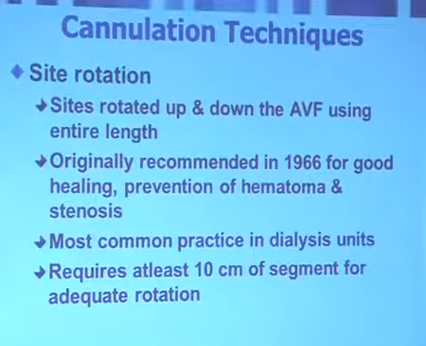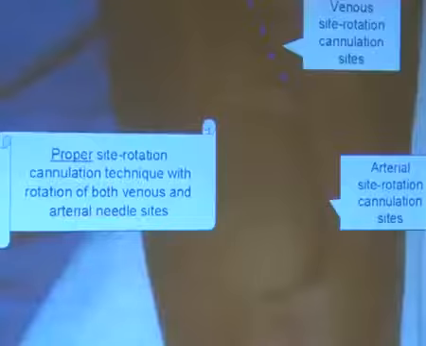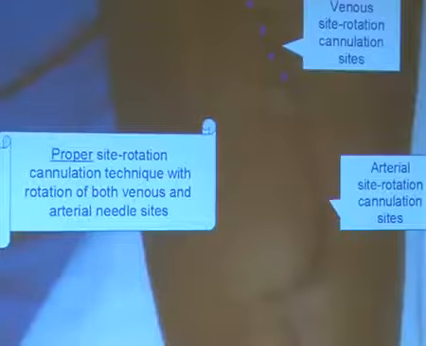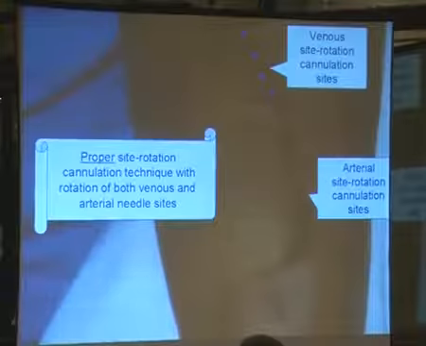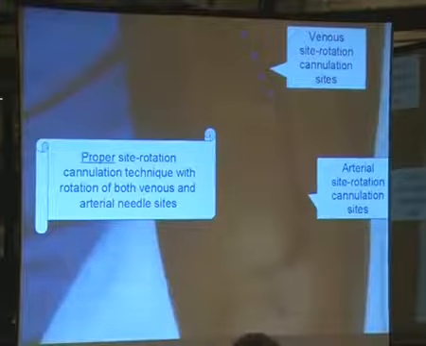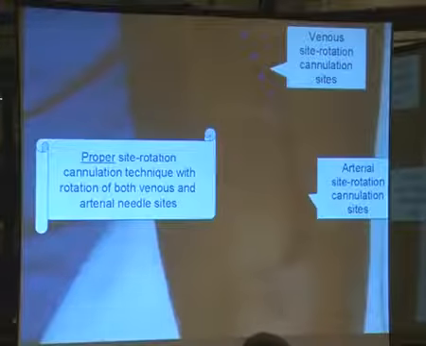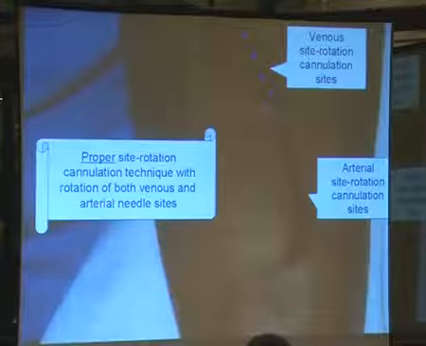The only downside is it requires a good AVF segment of at least 10 centimeters to have an adequate rotation. Well, this is in the diagram where I have tried to show a good AV fistula. We have a good length, and we have these sites which can be rotated for the venous and these sites which can be rotated for the arterial site. At any given time, we all know that the difference between the arterial and the venous site has to be 2 to 3 centimeters. So these are the presumable sites, and if we exhaust all the sites, we go back to the first one. So this is what needs to be done ideally in a site rotation technique.